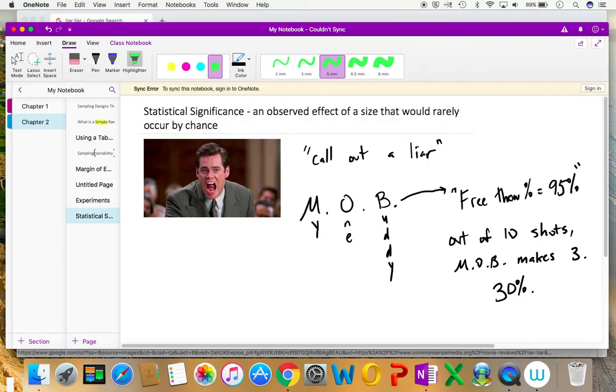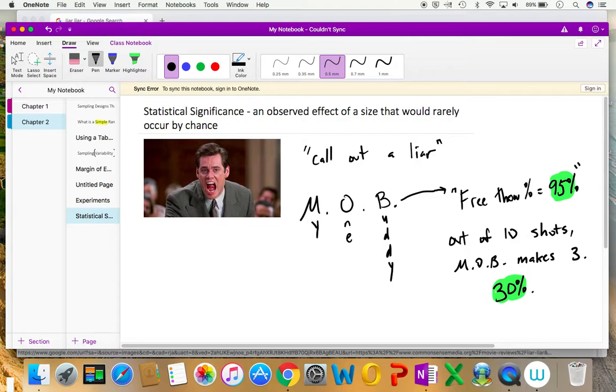Okay, so now what does this mean? How does this relate to statistical significance? I'm going to highlight this 95%, and I'm going to highlight this 30%. The question I have to ask myself is about the difference between those two results. The difference between him saying he shoots 95% and what actually happened is 65%. That's a huge difference. But the question I have to ask myself is, is that difference so rare that it cannot be explained by chance? In other words, could a 95% free throw shooter shoot 3 out of 10?